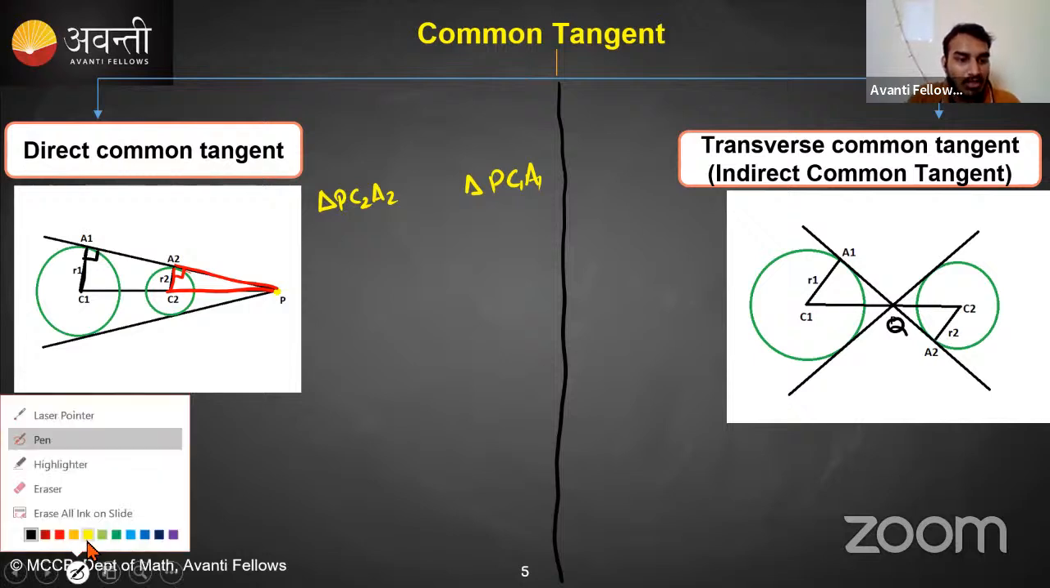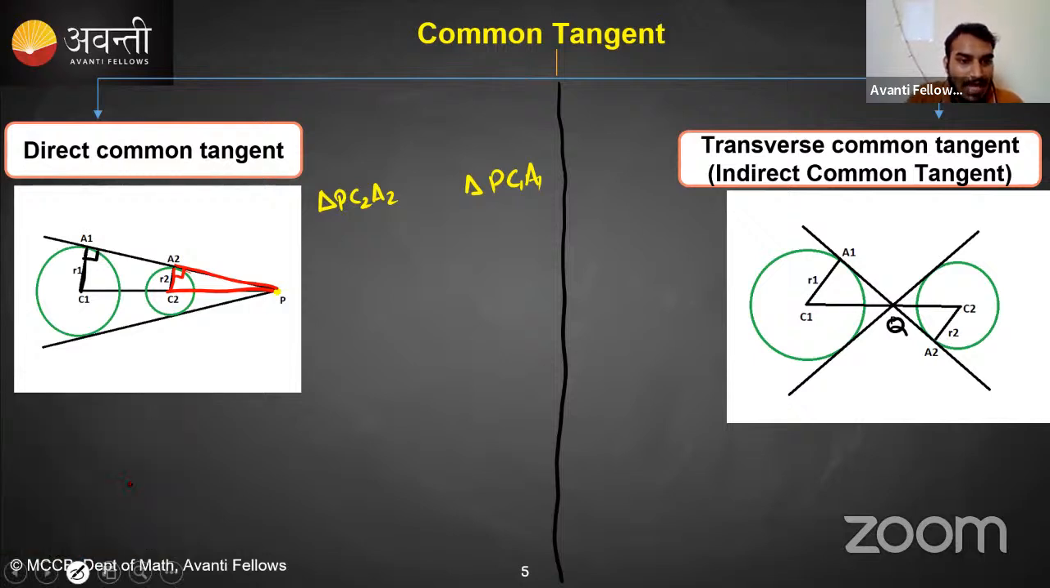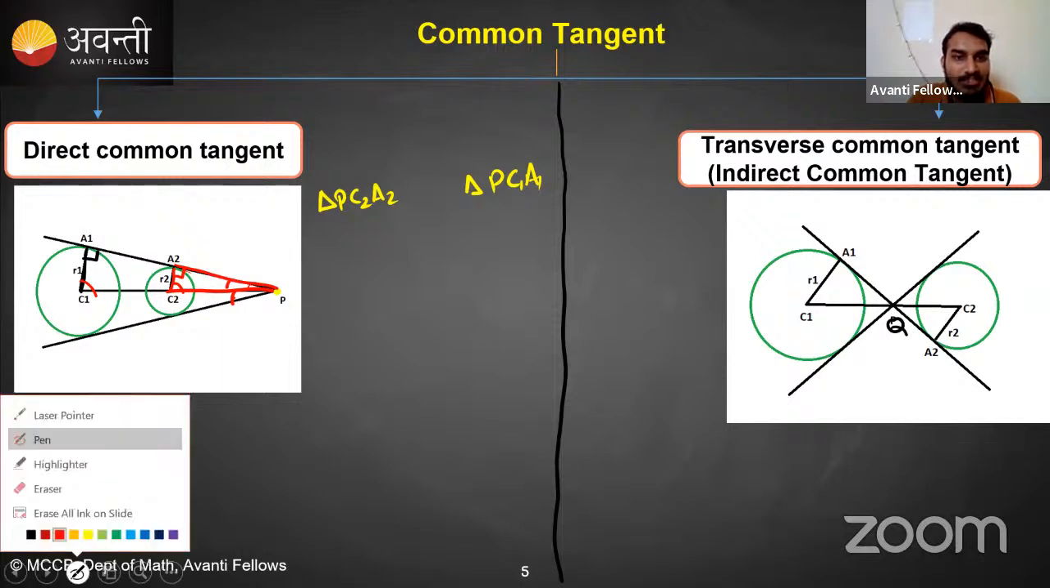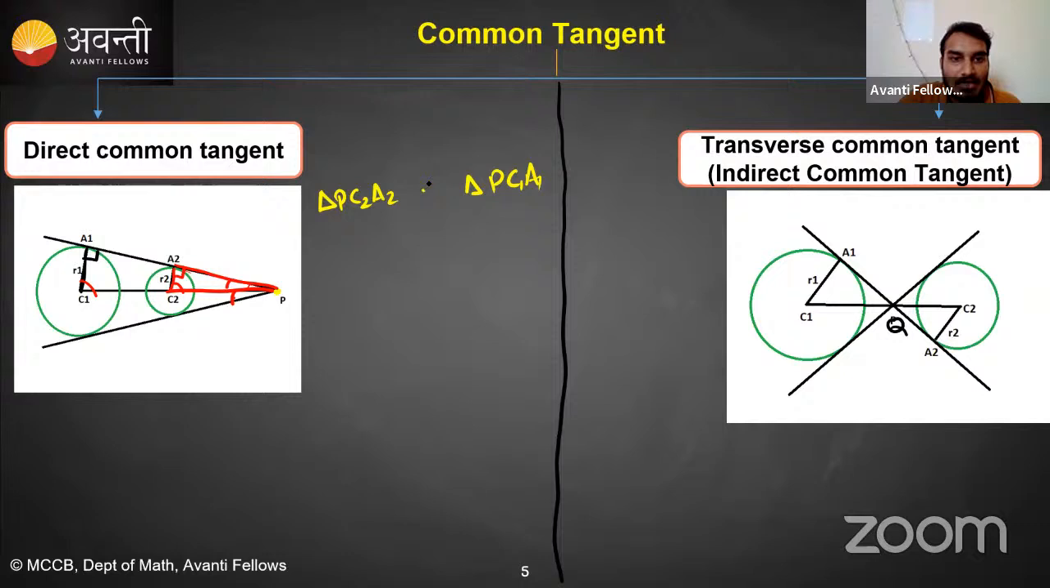I have already told you that the angle at which this tangent is inclined on the line C1C2, this angle and this angle, will be equal. Yes or no? Because the tangent is inclined equally on the line joining the two centers C1, C2. So this angle and this angle are equal, so automatically this angle and this angle will also be equal. So you can say that these two triangles, PC2A2 and PC1A1, are similar.